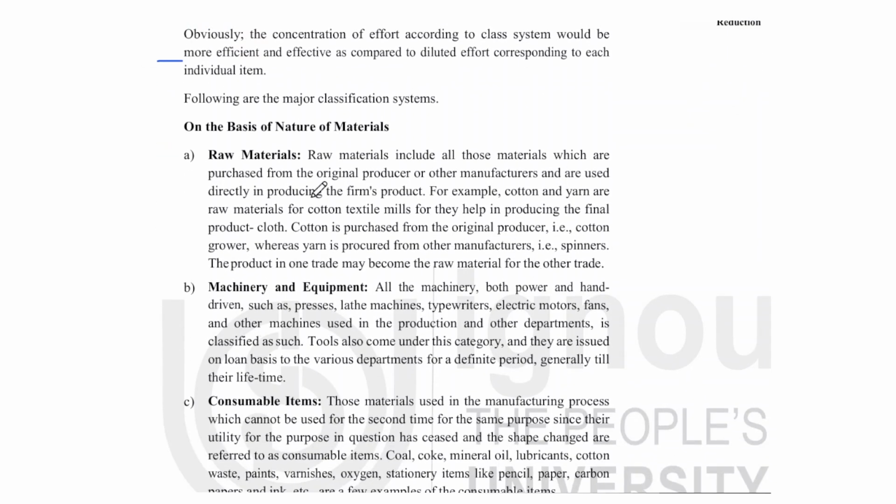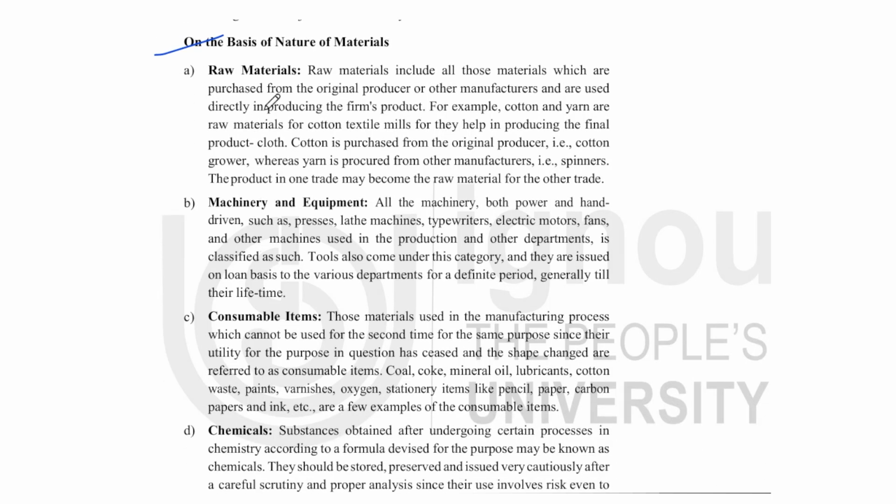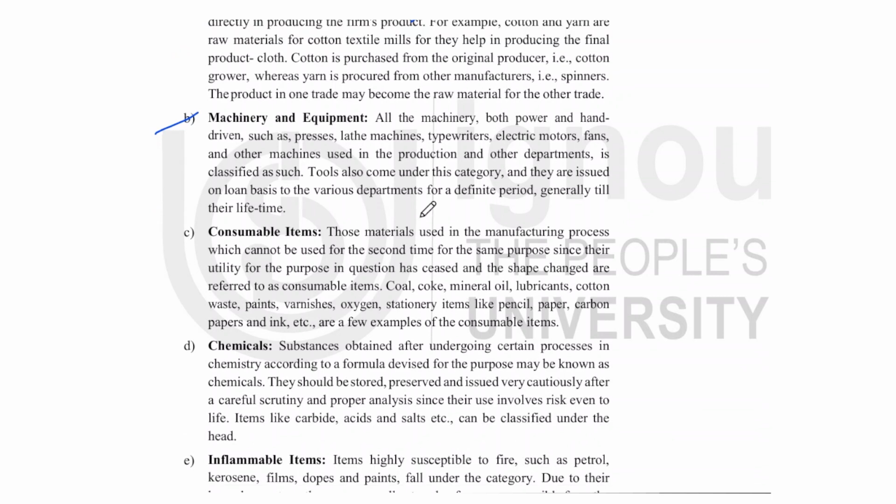And following are the major classification systems. On the basis of nature of material, first is raw material. Raw material includes all those materials which are purchased from the original producer or other manufacturers and are used directly in producing the firm's product. Next is machinery and equipment. All the machinery, both power and hand driven, such as presses, lathe machines, and typewriters, electric motors, fans, and other machines used in the production and other departments, is classified as such.